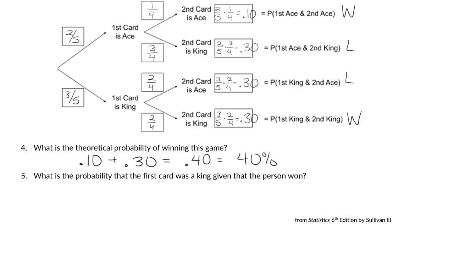So the question that's going to come up today, and the kind of vocabulary you're going to see, is a lot like question number 5. It says, what is the probability that the first card was a king given that the person won? I want you to take a highlighter right now, and I want you to highlight that sentence, given that the person won. When you see the word given, this is now a conditional probability question where we have to use a different formula than we did before to find this probability.